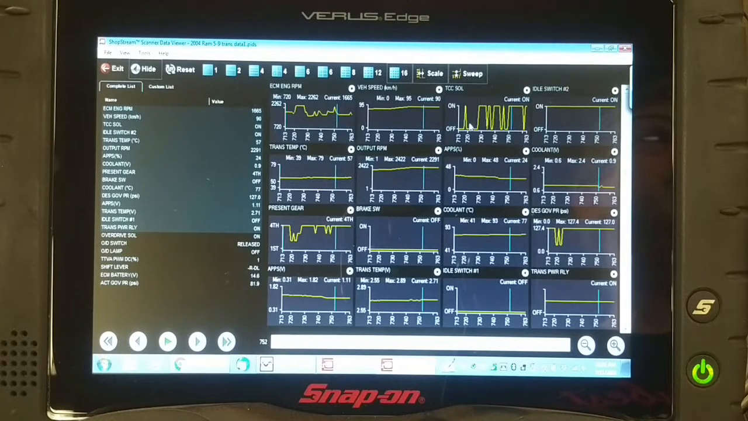TCC solenoid goes on and off because the torque converter clutch, I believe, only works in fourth gear. So if it's in fourth, it'll lock up. But if it's in third or second, it'll unlock. So you can see when it's locked up here, it's in fourth gear. So it's going on and off as well, and that's related.